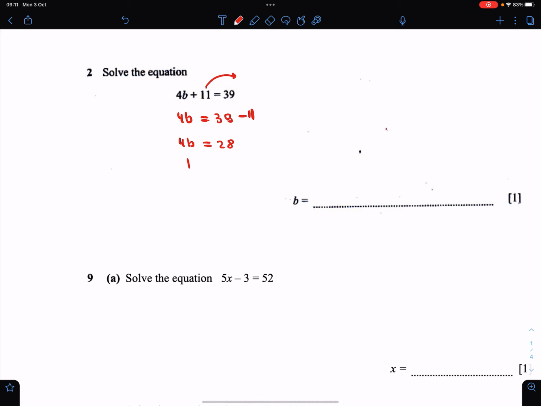So that gives us 4b equals 28. Obviously, b would be 28 divided by 4. What we said is divide what you have on the right by the coefficient of the unknown variable, which is right now b. Okay, so 28 divided by 4 is how much? It's going to be 7. So the answer is going to be 7.